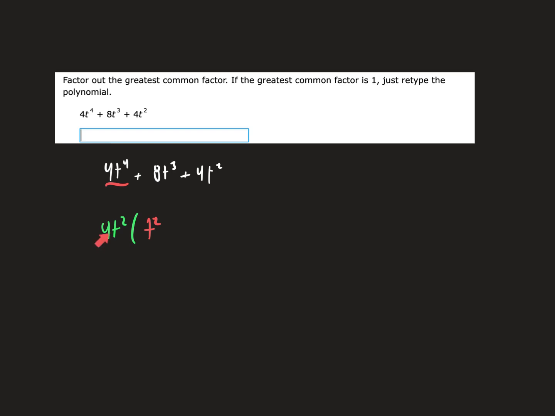And then 4t squared times what is 8t cubed? To go from 4 to 8, I need a 2, that's going to be a positive 2. And to go from t squared to t cubed, I need 1 more t, so 2t. And then 4t squared times what is 4t squared? Well, 4t squared times 1. So there's that 1 again. So that's what you would type into your box there.